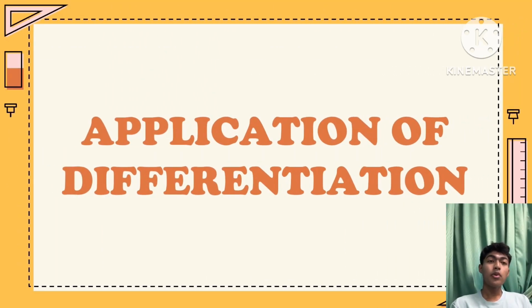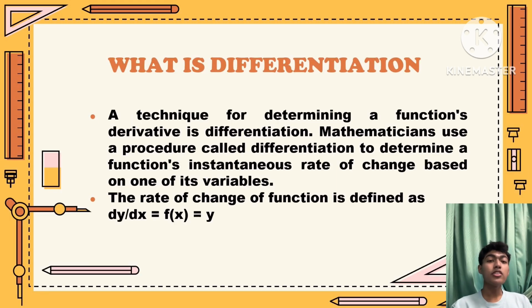So, our topic is Application of Differentiation. What is differentiation? Differentiation is a technique for determining a function's derivatives. Mathematicians use a procedure called differentiation to determine a function's instantaneous rate of change based on one of its variables. The rate of change of a function is defined as dy over dx equals f'(x) equals y.